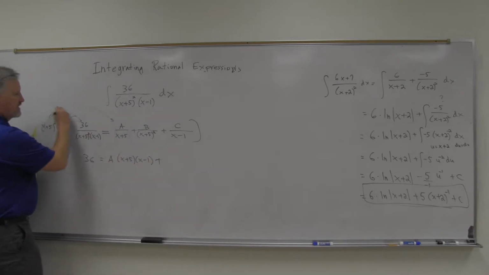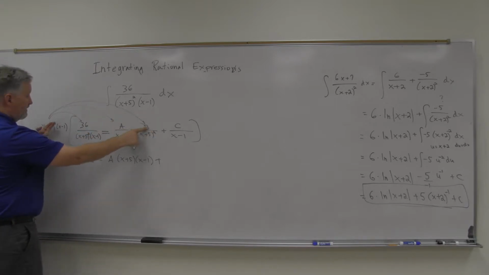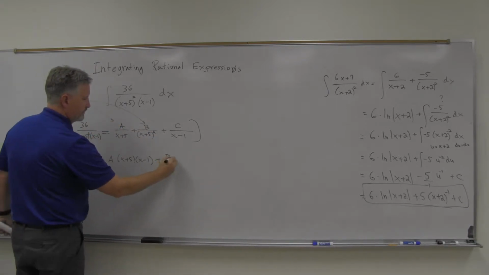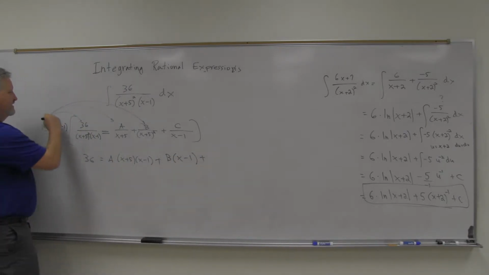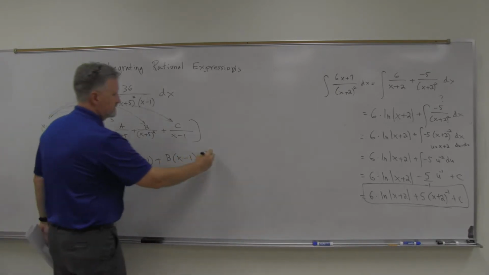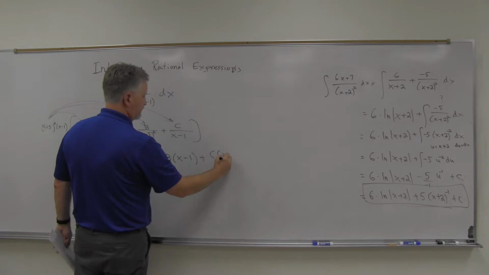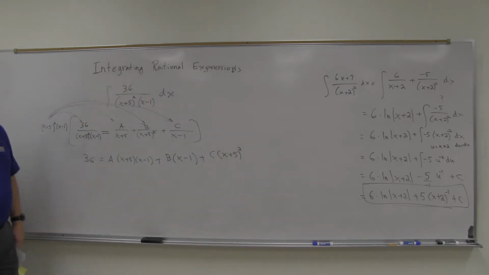All right, then this times the B over x plus 5 squared. Well, it works better because the x plus 5 squared cancels out, and so I have B times x minus 1. And then last but not least, this times the C over x minus 1. The x minus 1's cancel, so I have C times x plus 5 squared. That look okay? So hopefully getting to that is not too bad.